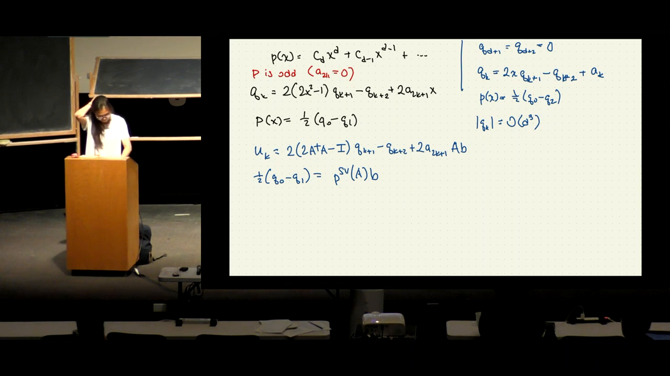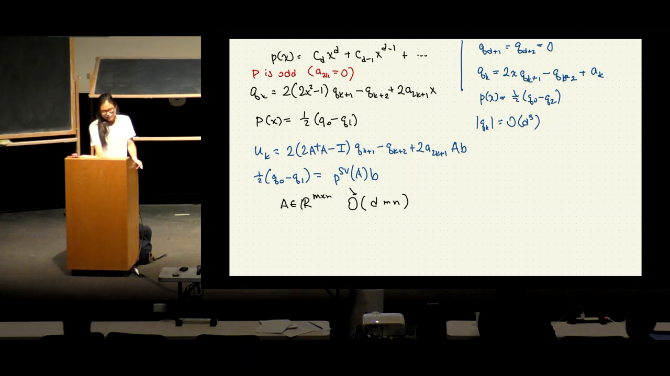Okay. And right, so if I wanted to compute this and I didn't care about the runtime, what I would do is I would just compute this for all my iterations and then get my output. And if we're imagining A is m by n, then this will take O of d times m n time. Or mn can be the number of non-zero entries of A, if you want. Okay, so this is going to be our recurrence.